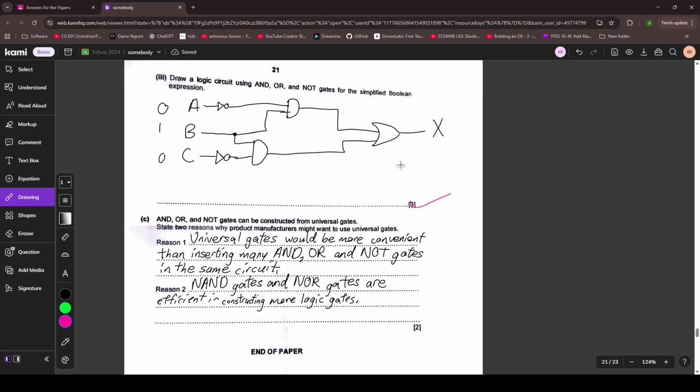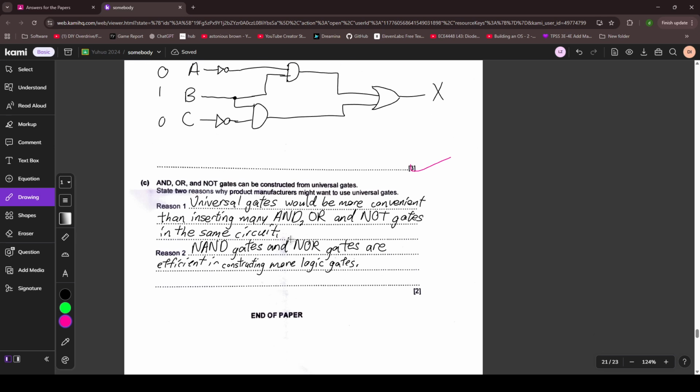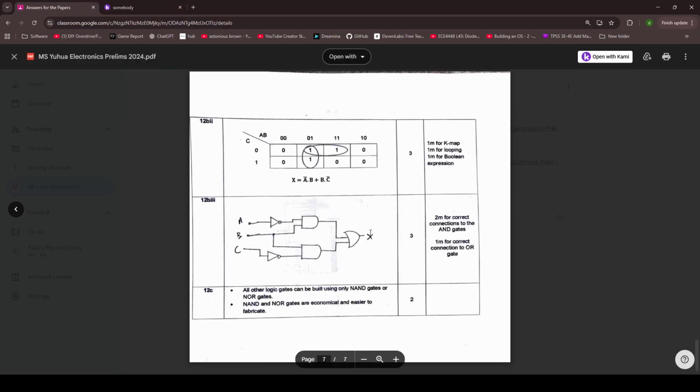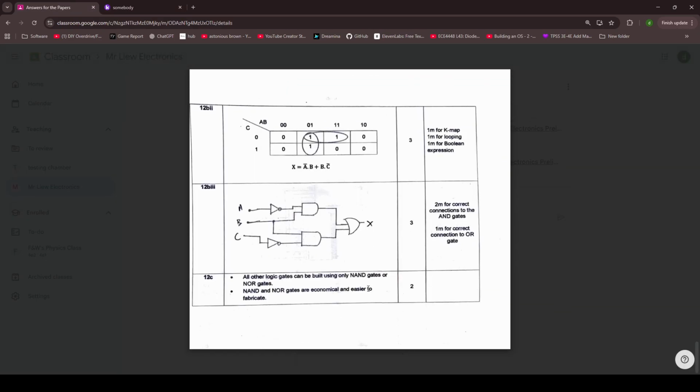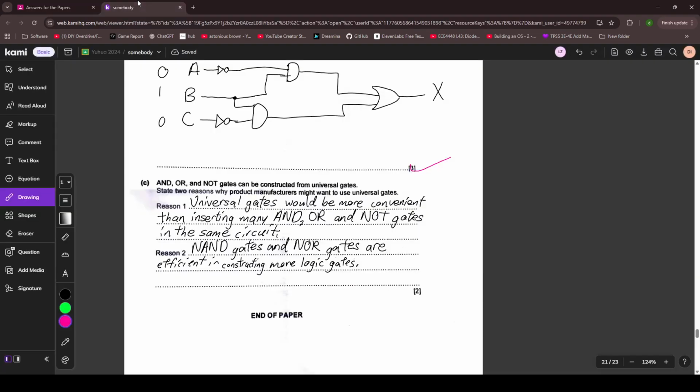AND, OR, and NOT gates can be constructed from universal gates. Really? Really, they can. State 2 reasons why the product manufacturers might want to use universal gates. Reason 1, universal gates would be more convenient than inserting many AND, OR, and NOT gates in the same circuit. That's true. NAND gates and NOR gates are efficient in constructing more... Okay, I don't know about that point though. Let's see what the answer key says. All other logic gates can be built using NAND gates or NOR gates. That's a stupid point, man. NAND and NOR gates are economical and easier to fabricate.